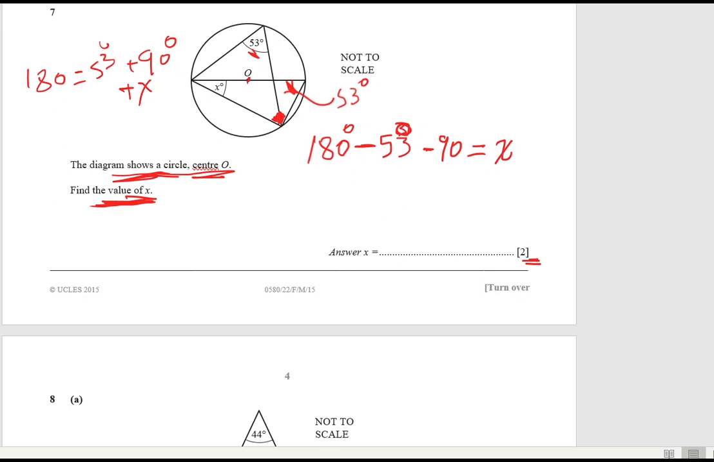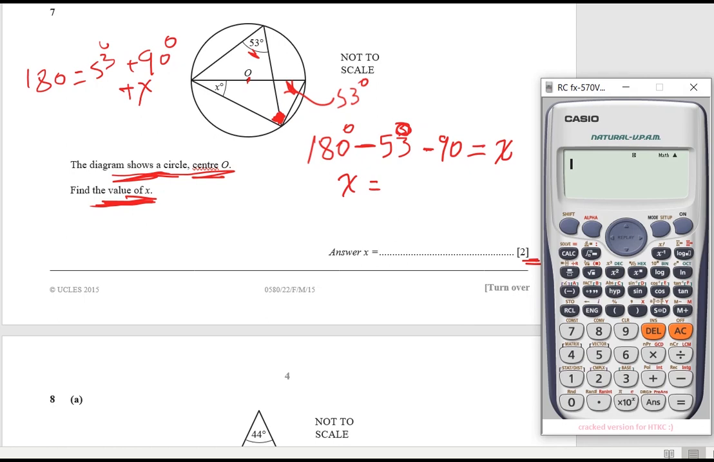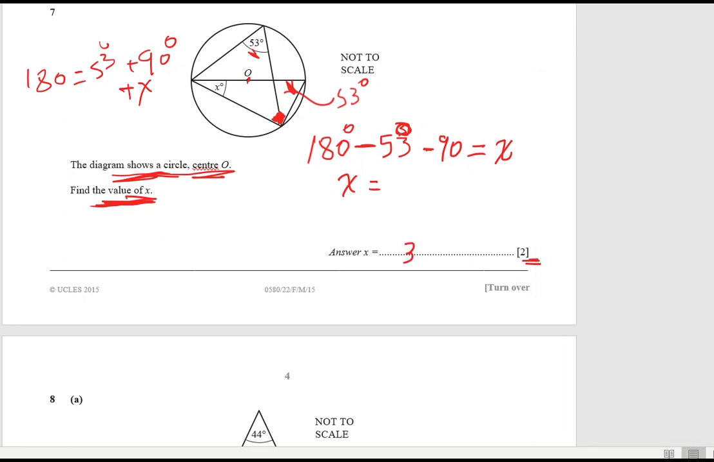Okay, so X is equal to, let us bring our calculator, 180 minus 53 minus 90. So X is 37. So the answer here is 37 degrees.